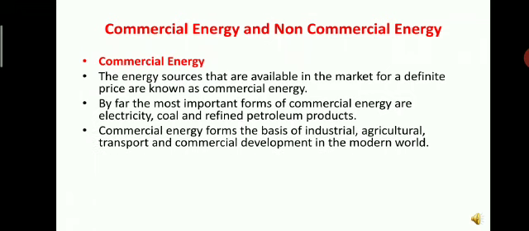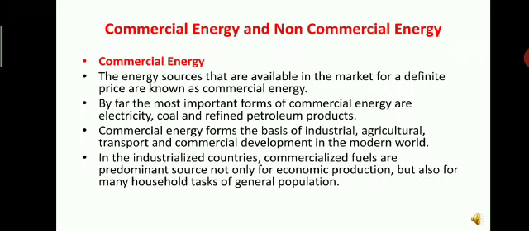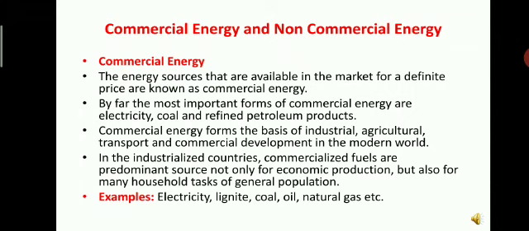Commercial energy forms the basis of industrial, agriculture, transport, and commercial development in the modern world. In the industrialized countries, commercialized fuels are predominant sources not only for economic production but also for many household tasks of the general population. So this is the information regarding commercial energy. The examples of commercial energy are electricity, lignite, coal, oil, natural gas.